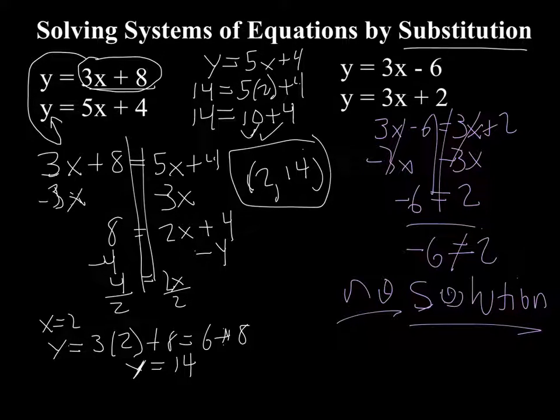Now, when this happens, it's probably because these two lines are parallel lines. They both have the same slope, but different y-intercepts. So if I were to graph these, they are going to show up as two parallel lines. They will never cross, and therefore there is no solution.